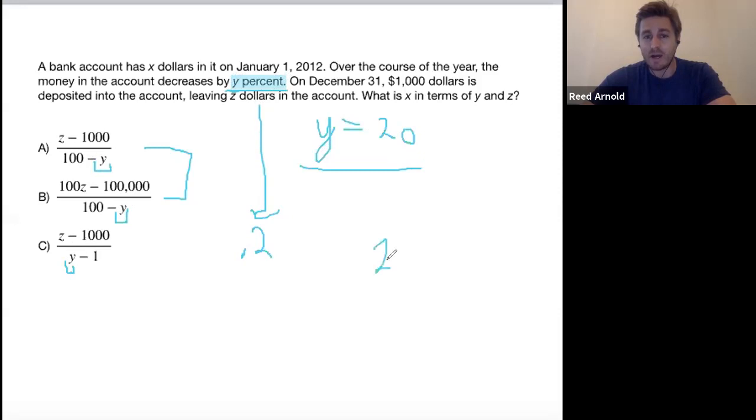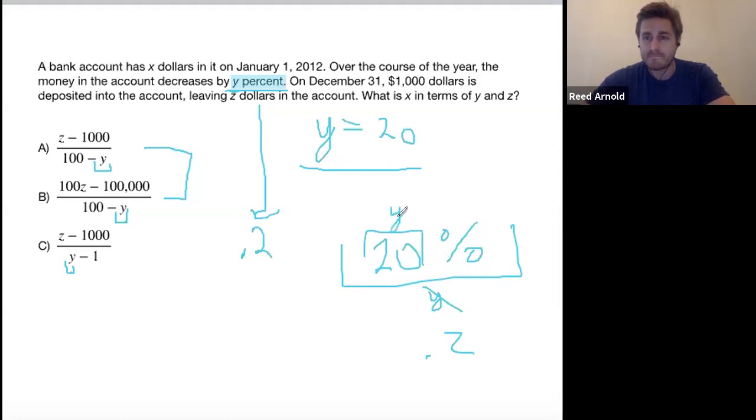And when I take that Y, that 20, and then I make it a percent, that's when I go to 0.2. But this is not Y. This is Y. And so I want to plug in 20 for Y. And same thing if you set up an equation and you said, okay, well, a Y% decrease is 1 minus Y times X. And then I add back that $1,000. And that sets me up, and then I end up at Z.